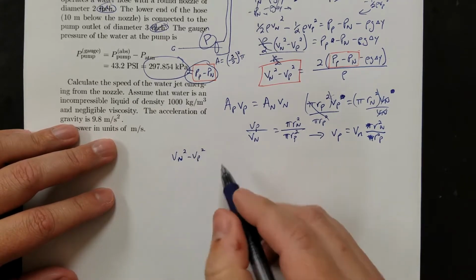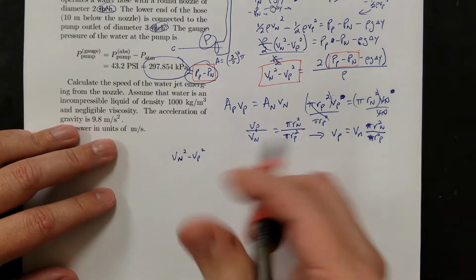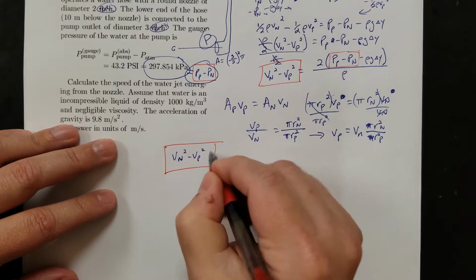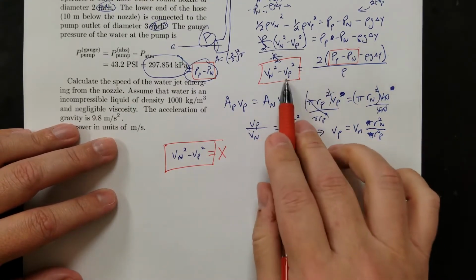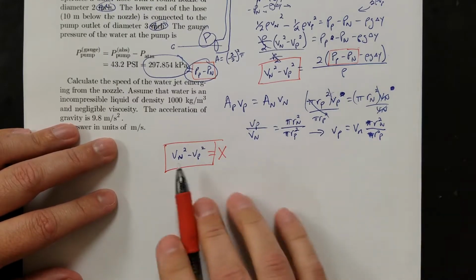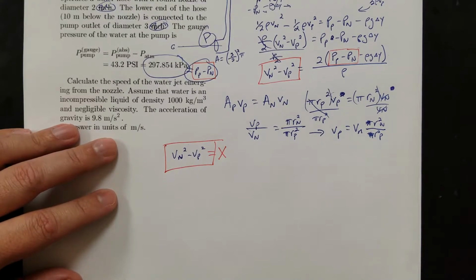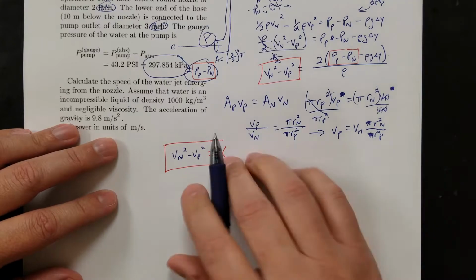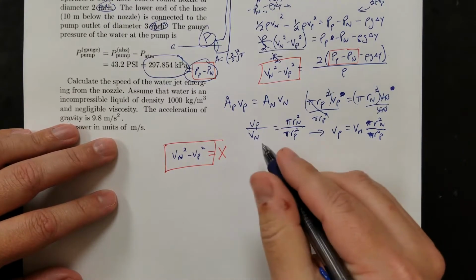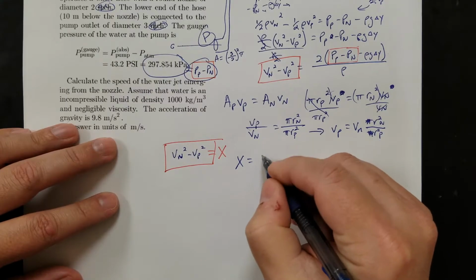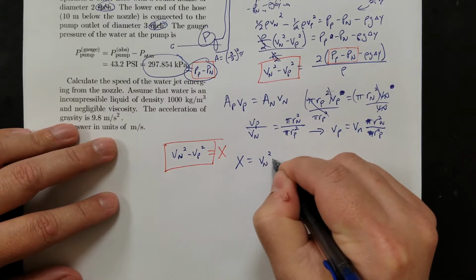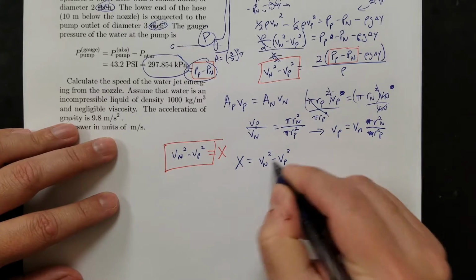This is some number, right? So once you know this number, I'm going to call this X for what I'm showing you. But you would solve this for a number. So just get a number, like the one I did, it was like 114, right? So I'm just going to call this X. So this number X is equal to V nozzle squared minus V pipe squared, right?